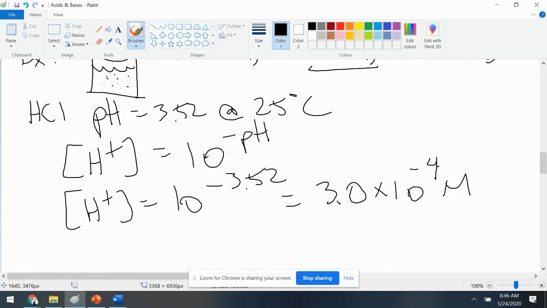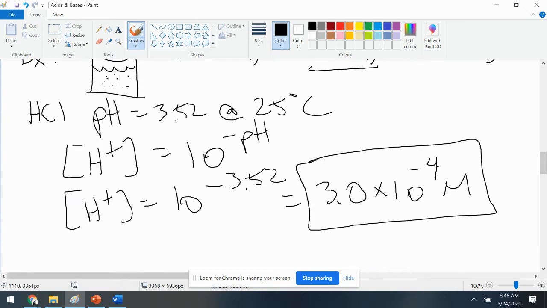Molar, for molarity. Okay, significant figures are slightly different when we're looking at a pH. So the rule of thumb is this: make sure you look at how many numbers are to the right of the decimal. Since it's 0.52, there have to be two significant figures for the concentration. So hence, it's 3.0. That's two significant figures. Okay, let's take a look at one more example.